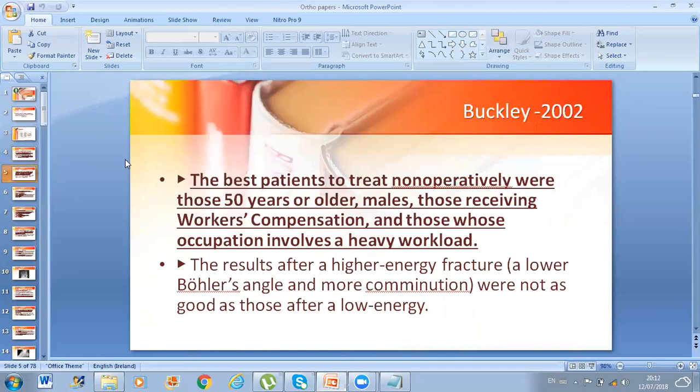Buckley, in 2002, said the best patients to treat non-operatively were those more than 50 years old, male, those receiving worker compensation, and those whose occupation involved heavy work loading.